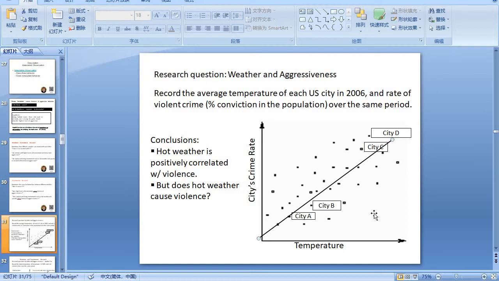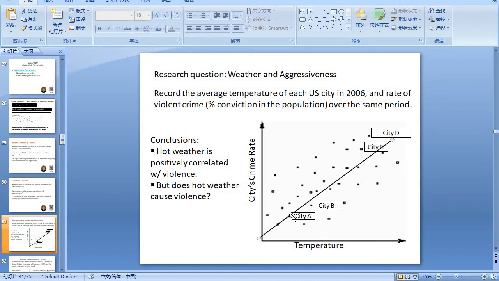No. The answer is no. But why not? You see, these cities with hot weather, they record more crimes than the cities with colder weather. Isn't this the case? Doesn't that tell us that hot weather makes people more aggressive and makes a place have more crimes? Why? What is the reason that we cannot draw a causal conclusion based on this data?